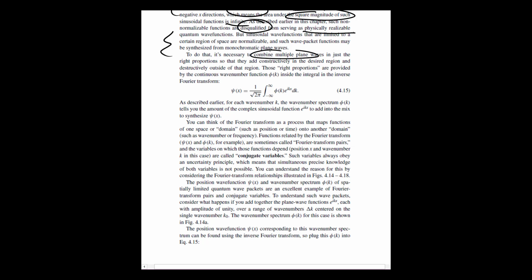We want to combine multiple plane waves in just the right proportions so they add up, that is, constructive interference in some region, and then destructive interference elsewhere. That right amount of each plane wave is given by phi of k, and the inverse Fourier transform will tell us what our psi of x looks like for a given wave number spectrum phi.